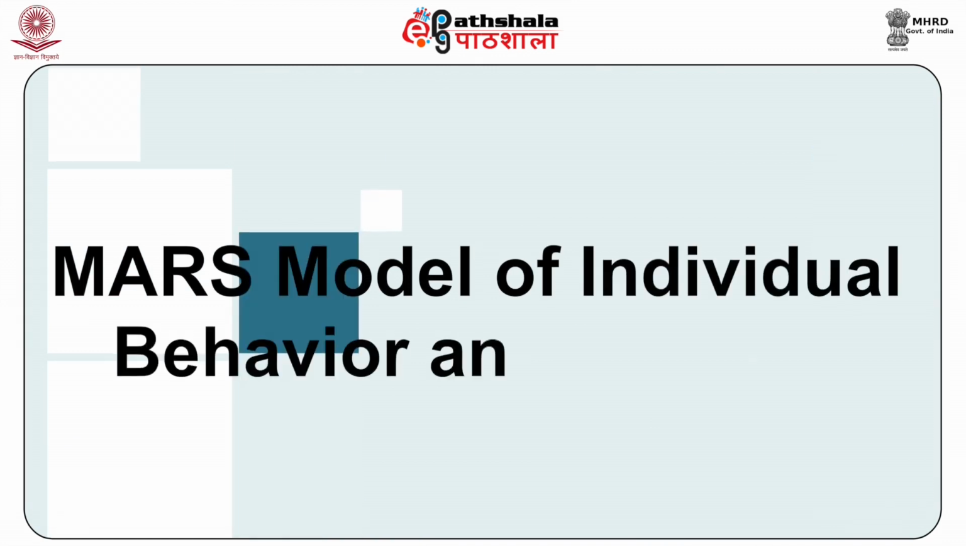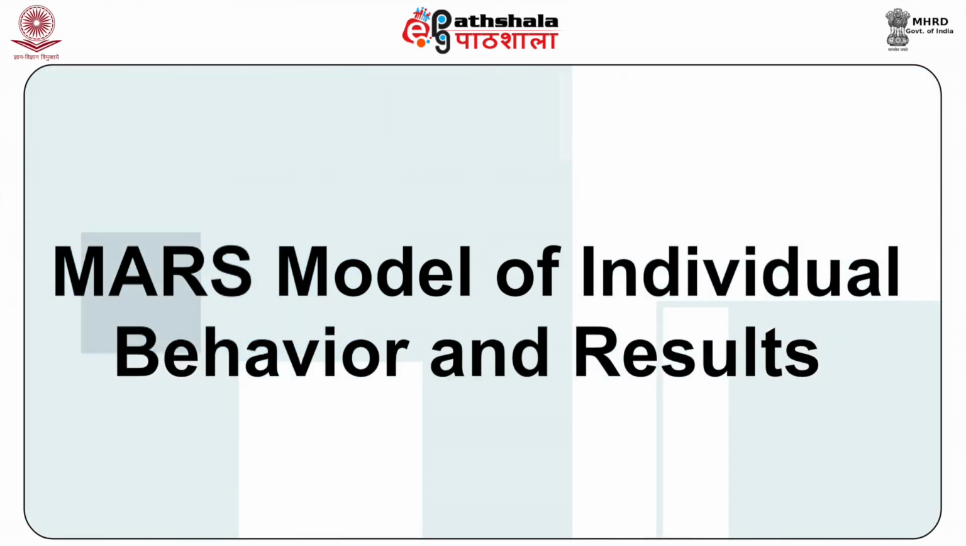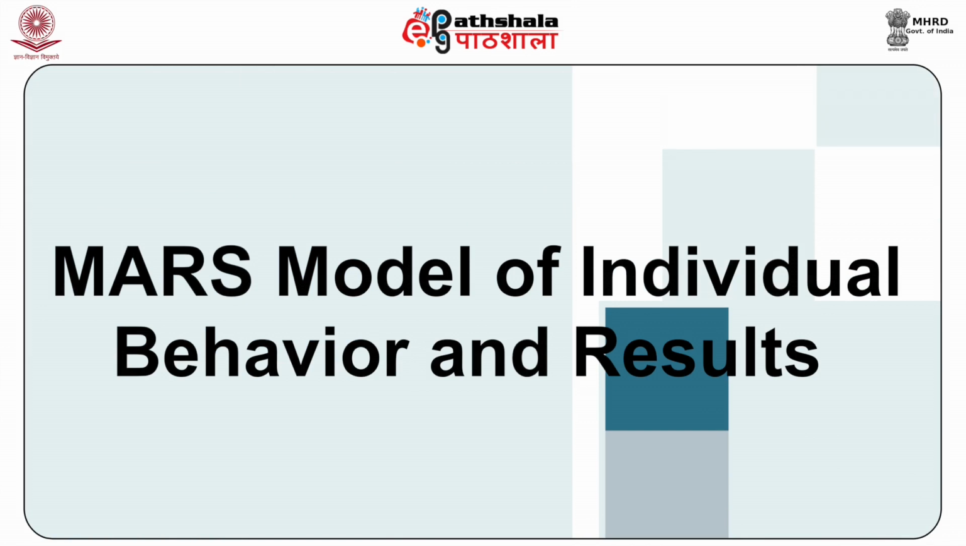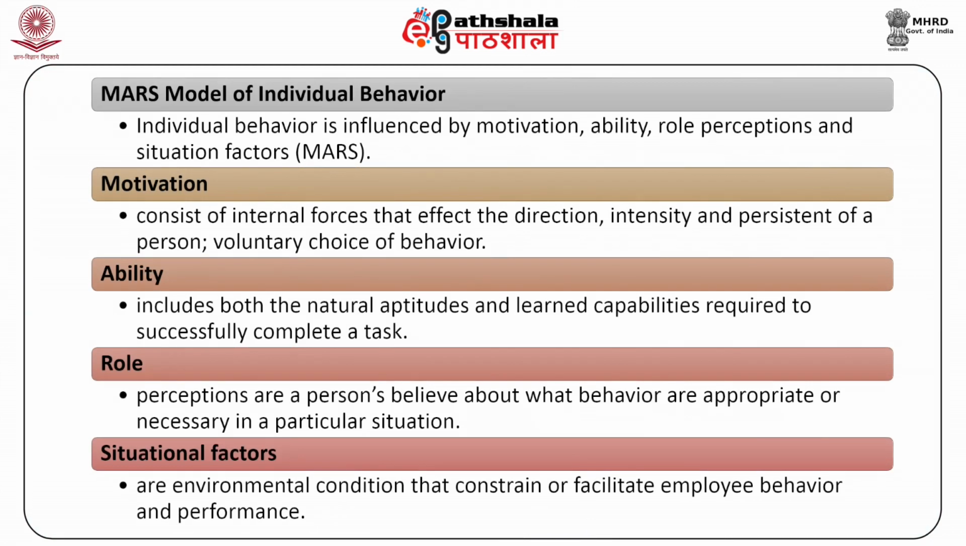There is a very important model of individual behavior which is called MARS, M-A-R-S. This model states that there are 4 factors which have a combined effect on the individual's performance. If any factor weakens, employees' performance will automatically decrease. Individual behavior is influenced by MARS, which is motivation, ability, role perceptions, and situational factors.